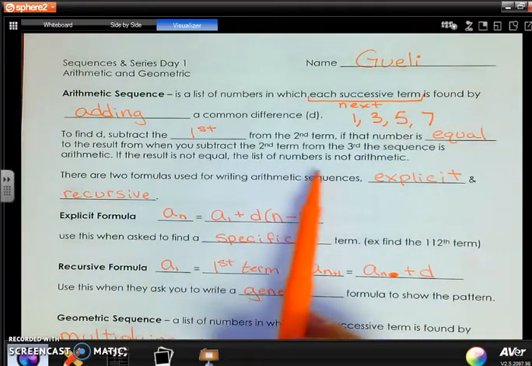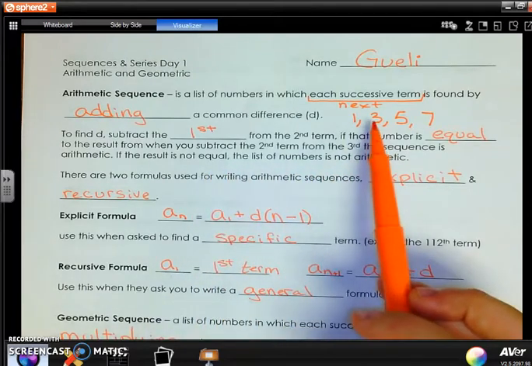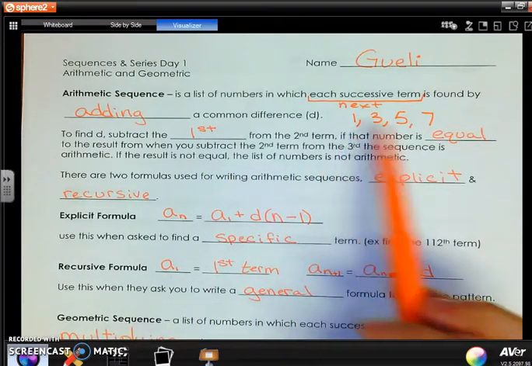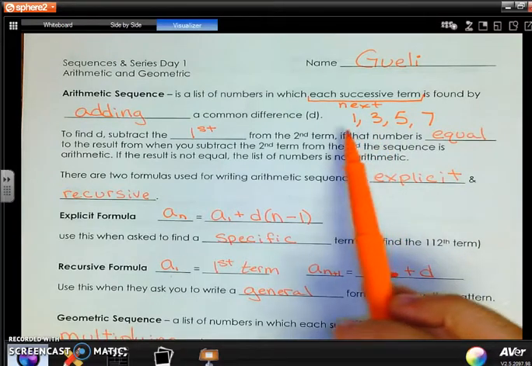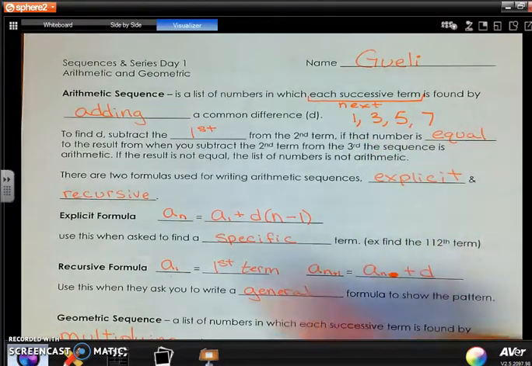And so what this is saying in this paragraph here is that if you do 3 minus 1, you get 2. And 5 minus 3, you get 2. So since you get 2 both times, this is indeed an arithmetic sequence.